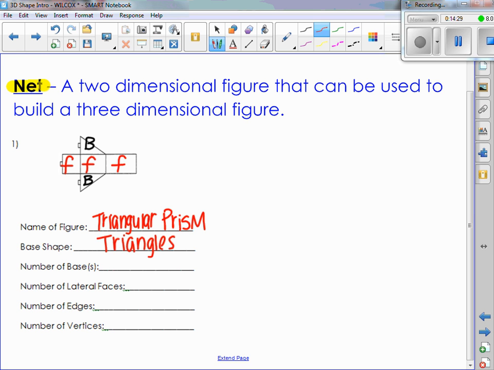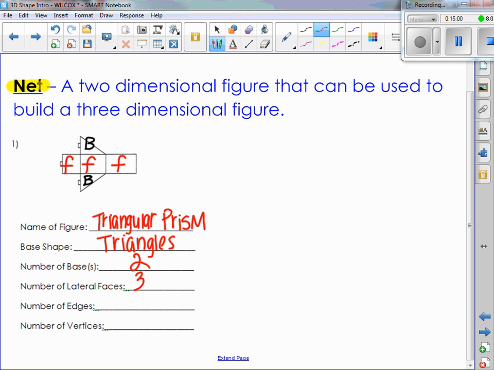How many bases? 2. Every prism has 2 bases. Lateral faces, 3. I have 3 rectangular faces here. Number of edges. Don't let the net confuse you. Sometimes looking at a net can confuse you when you're trying to think of how many edges there are. So if I were to construct this triangular prism, how many edges would it have?